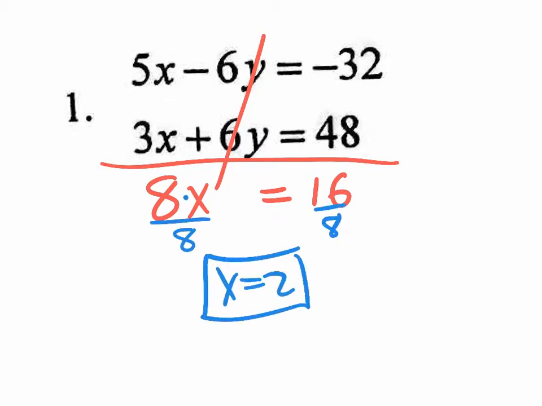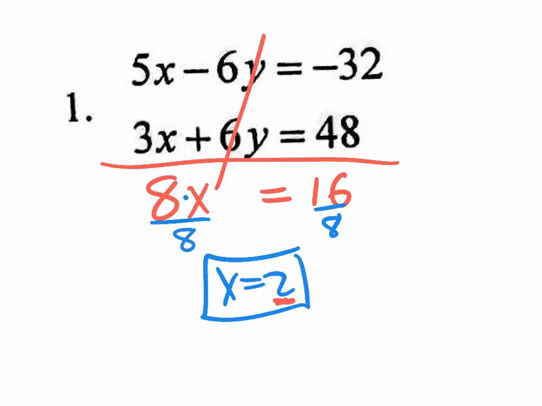I mean, that's super easy, right? That's one answer, and we didn't even do much. Now, you still need the other answer. What would you do to find the other answer? Plug it in. So you would take the 2 value for x and plug it in to either the top or the bottom.